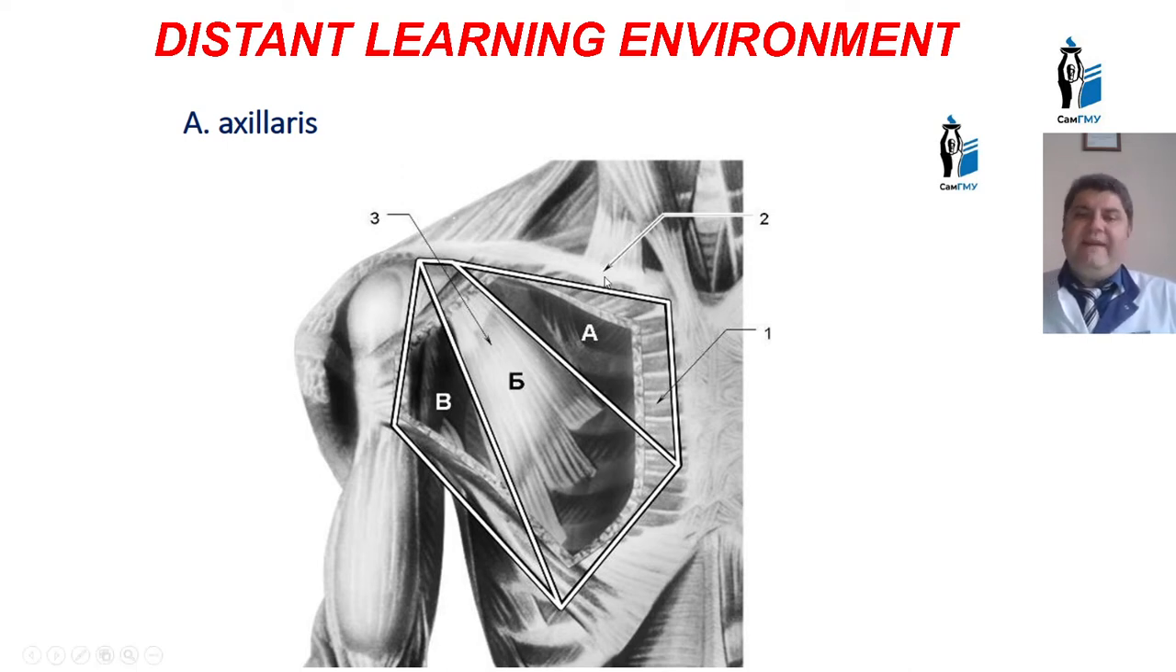So you may see 3 triangles, and also you must know that the axillary artery, which passes inside the axillary fossa, has 3 parts. Each of them projects into each of these triangles.